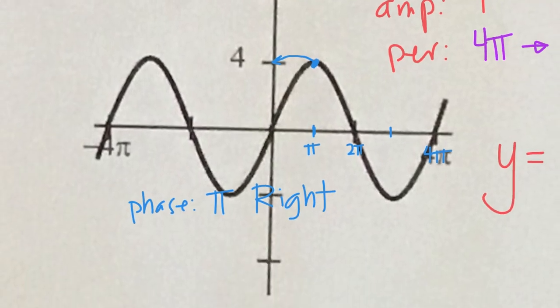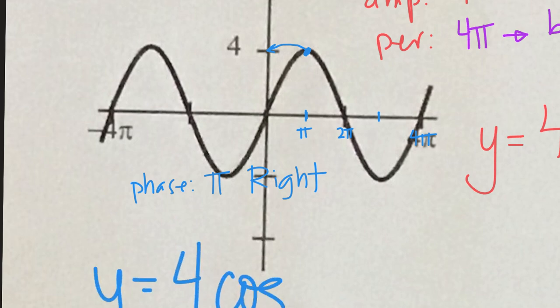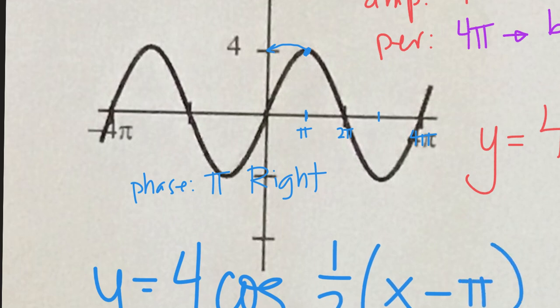So when we write our cosine graph, the amplitude stays the same, the b value stays the same. So still y equals 4 cosine of 1/2. Now we put our x minus pi in parentheses, right? Because what direction do we need to move your maximum point to get back to the origin? You need to move it left, which is why we have a minus. Left is a minus direction. We have to move our point left in order to get back to where it's supposed to be.